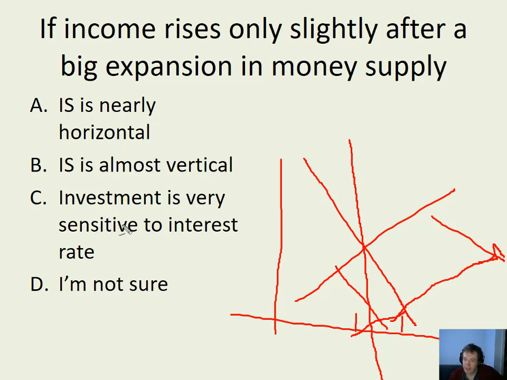This one's not correct because investment being very sensitive to interest rates means that a small change in the interest rates massively boosts investment. That's the same as the situation where the IS curve is very, very flat. So these two would have the opposite effect. You expect a massive boost to income. It's IS being almost vertical. So it would be like this.